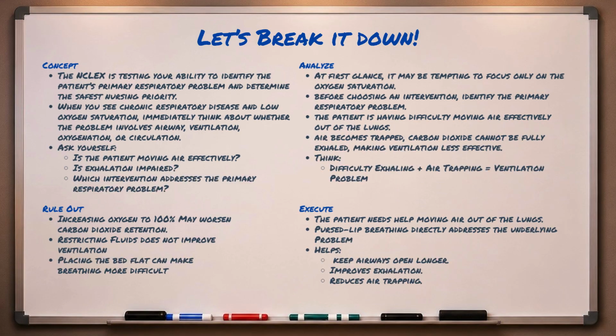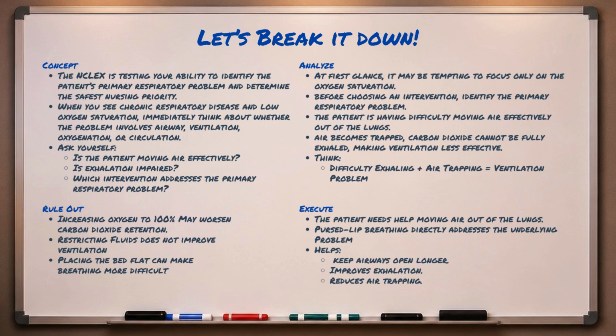Let's begin with the concept. The NCLEX is testing your ability to identify a patient's primary respiratory problem and determine the safest nursing priority. When you see a respiratory question, don't immediately focus on the diagnosis. Instead, focus on what is preventing effective breathing. Ask yourself, is this an airway problem, a ventilation problem, an oxygenation problem, or is this a circulation problem? The NCLEX loves rewarding nurses who identify the physiological problem before selecting an intervention. Once we understand the problem, choosing the best action becomes much easier.